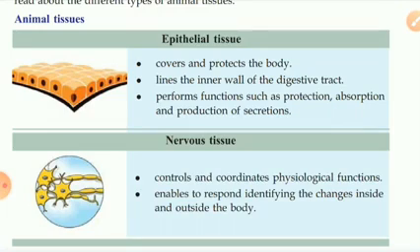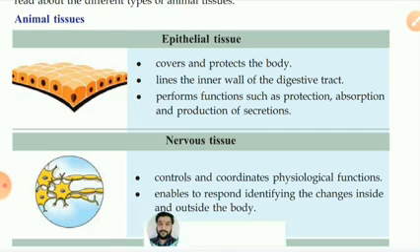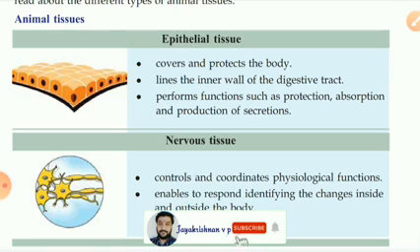Today in our biology class, we are going to learn about different types of animal tissues. They are epithelial tissue, nervous tissue, connective tissue and muscular tissue. First of all, we are discussing epithelial tissue.